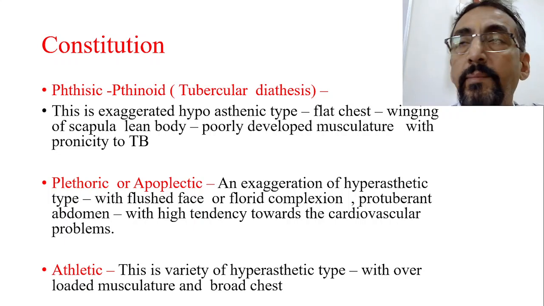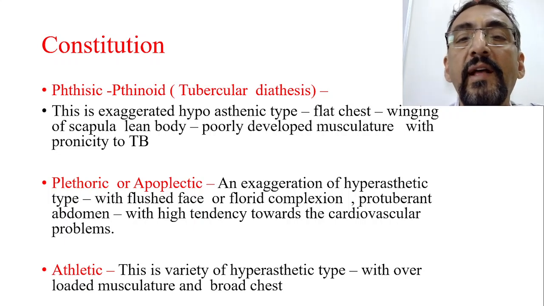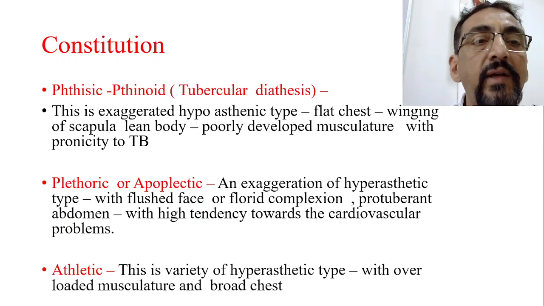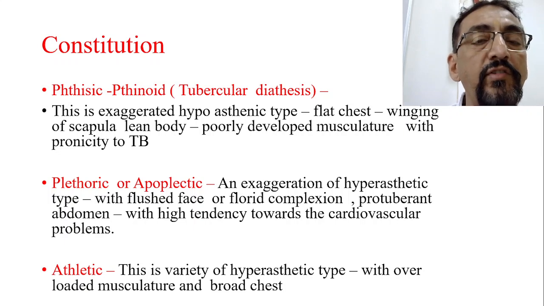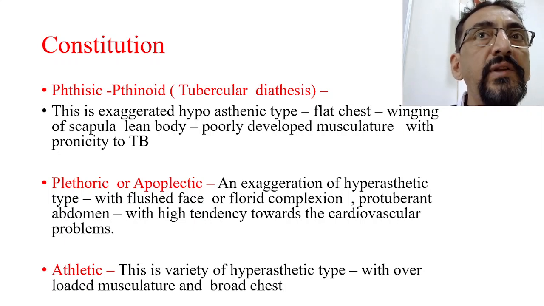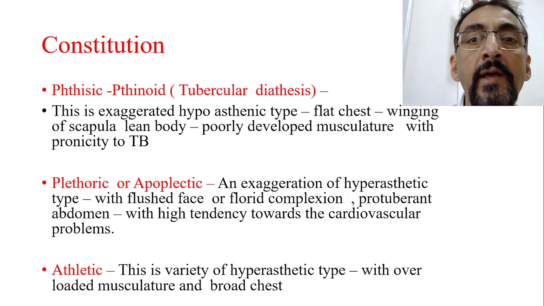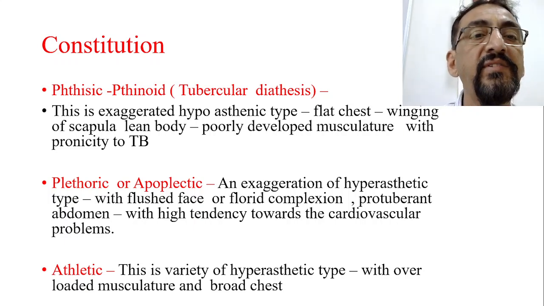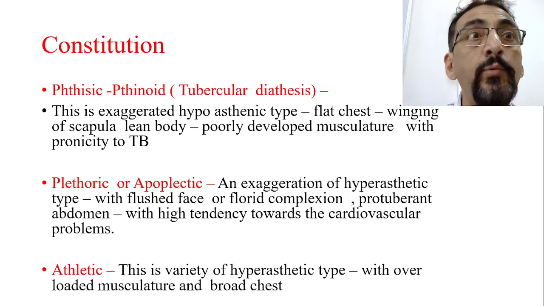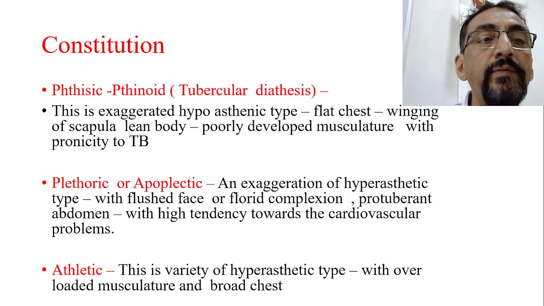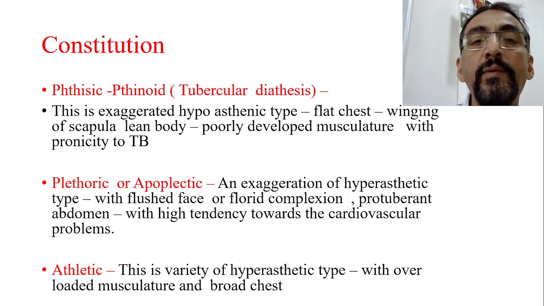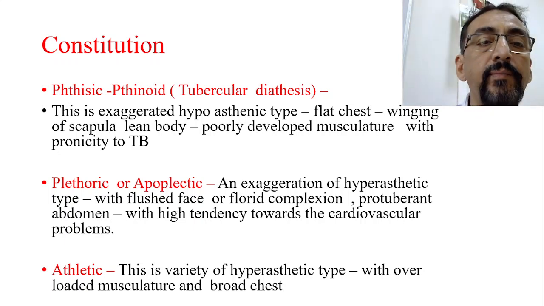pesthenic or phthinoid type, which is also called tubercular diathesis. Here the same hypoasthenic body constitution is there, but a little exaggerated, as we usually see in chronic tubercular patients. What we see is a flat chest, winging of the scapula, a very lean body, and poorly developed musculature. So he has more chronicity towards tuberculosis. Usually in tubercular patients we find this pesthenic or phthinoid type of body constitution.